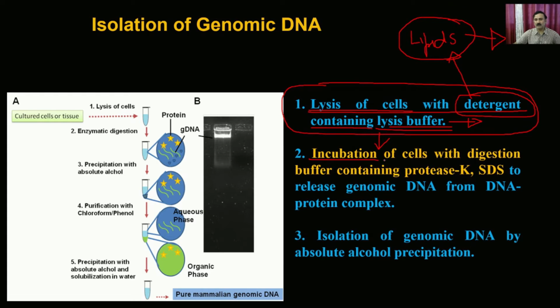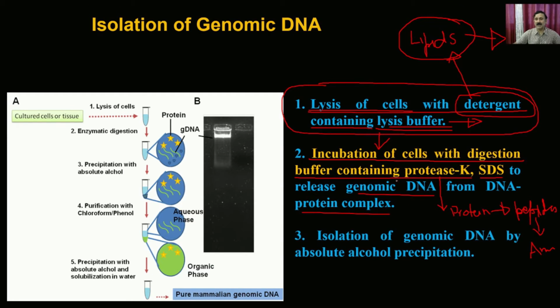Now what you have to do is incubate these cells with a digestion buffer containing proteinase K as well as SDS. Proteinase K is a protease and it is going to chew the protein and generate peptides. It is going to degrade the protein, either generating peptides or it may even reach the level of amino acids. So once you treat the cells with the digestion buffer containing proteinase K and SDS, the proteinase K is going to digest the proteins which are present in the form of a complex with the genomic DNA.